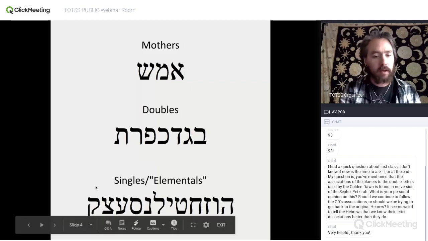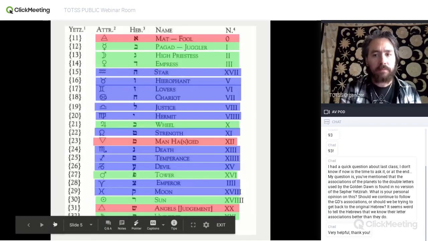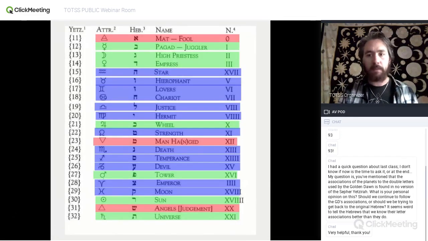Okay, I think we can get started here. Here's that same page again with the 3 different classes of letters colored. The colors don't mean anything, I just chose them arbitrarily. The mother letters are in red, the double letters are in green, and these single letters are in blue. So we'll be talking about the 12 letters in blue today.